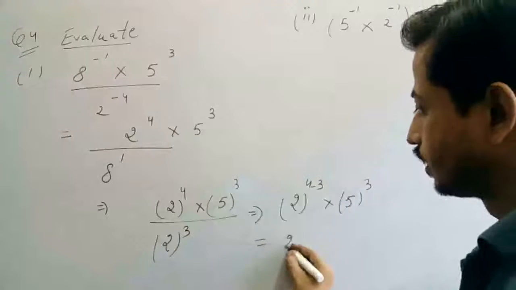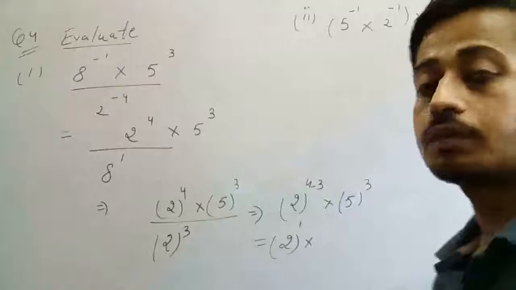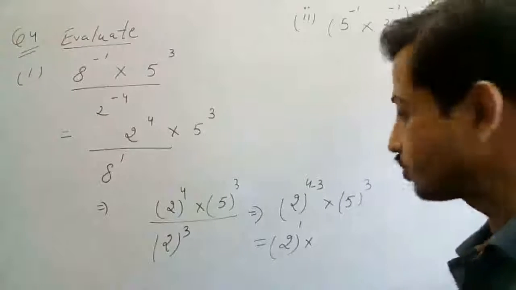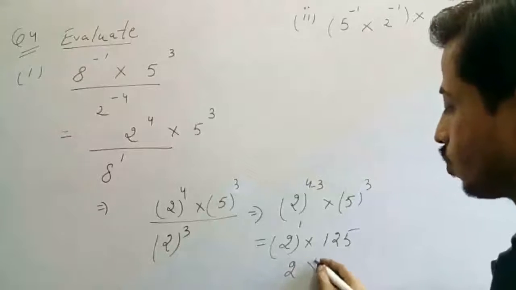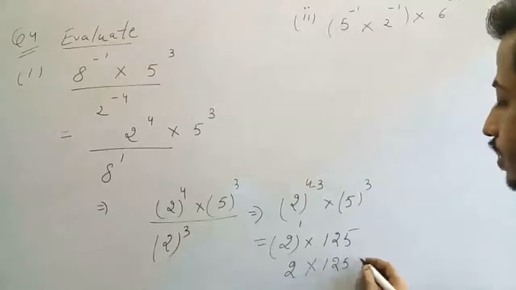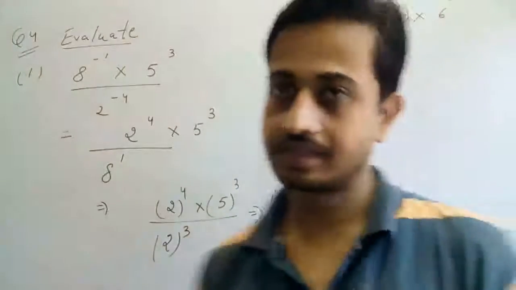To solve, 2 raised to the power 4 minus 3 is 2 raised to the power 1, and 5 raised to the power 3 means 5 into 5 into 5, we get 125. So what's the answer? 2 into 125. So the answer is 250.